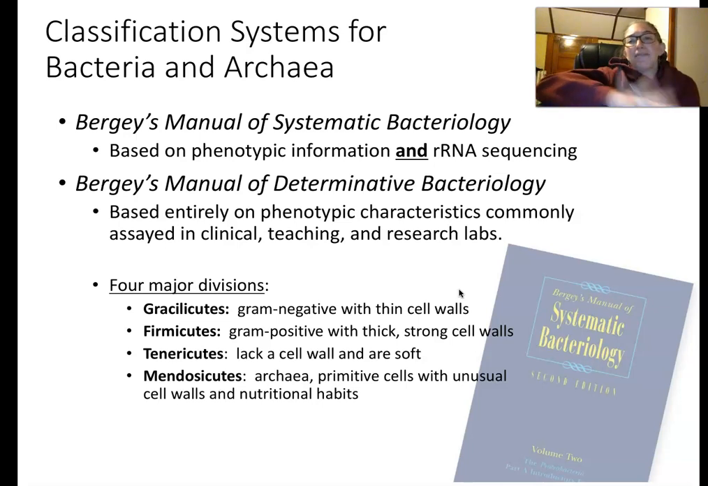So the four main divisions in systematic bacteriology are Gracilicutes, Firmicutes, Tenericutes, and Mendosicutes. Basically they all have different cell wall types. Gracilicutes are where the gram-negatives are classified. Firmicutes are where the gram-positives are. Tenericutes are those that lack a cell wall, like mycoplasma, and Mendosicutes are ones that are archaea.